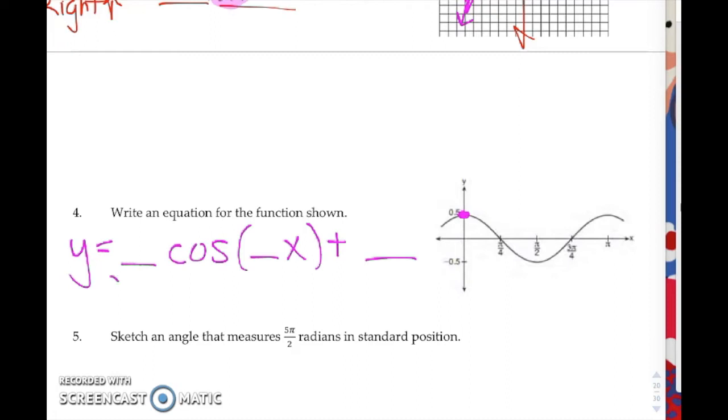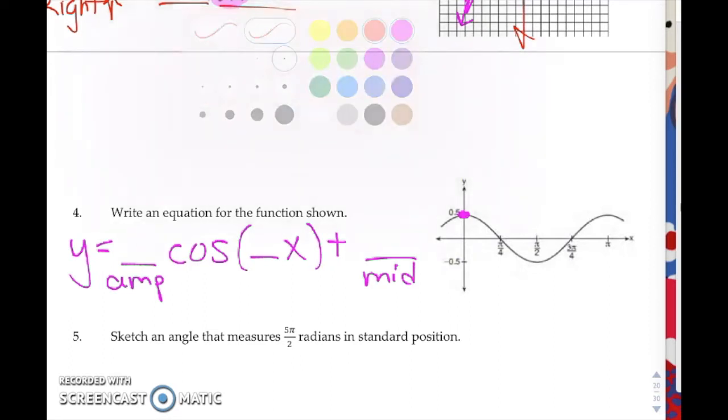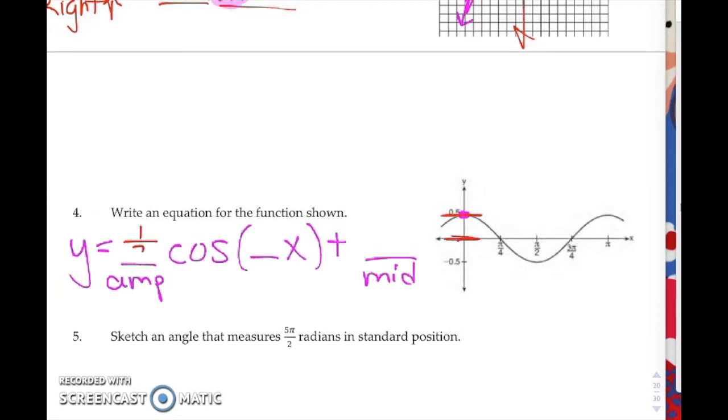Now, remember, this is your amplitude and this is your midline. So let's start with those. Those are normally the easier ones. Amplitude here is going to be from the center to the top. So that's a half or 0.5. The midline is the center. So that's 0. You don't really need anything there, but I'm going to keep it there.